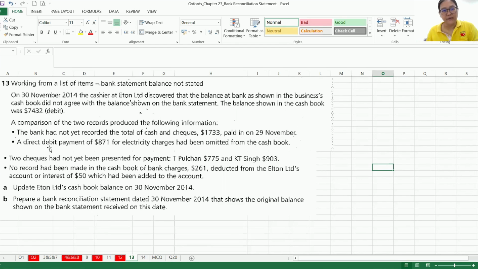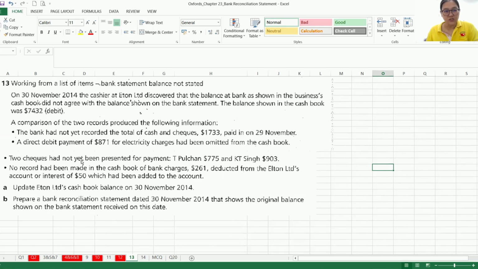A direct debit payment of 871 for electricity charge has been omitted from the cash book. It means that this amount we forgot to put into the cash book. We have to add it into the updated cash book. We have to add this amount in, deducting it on the credit side.